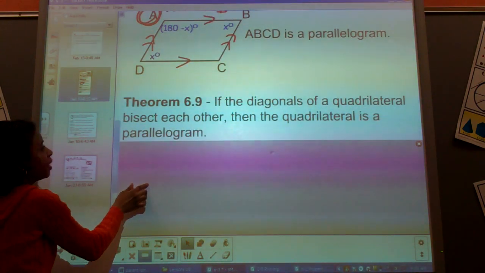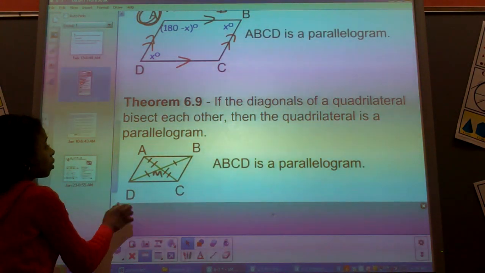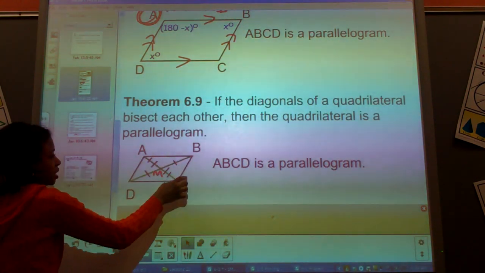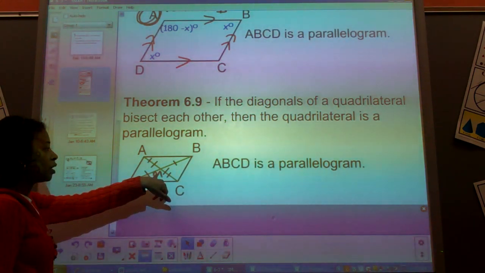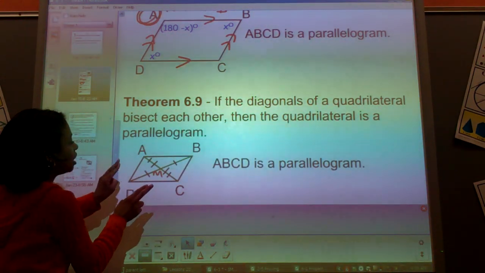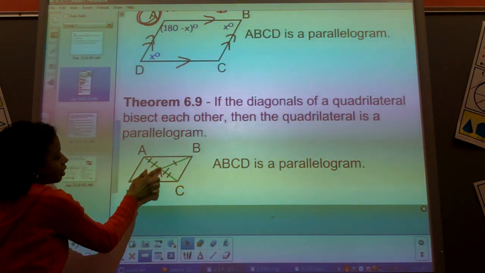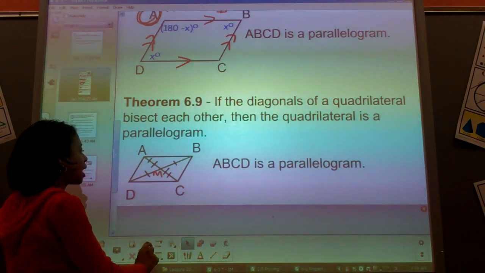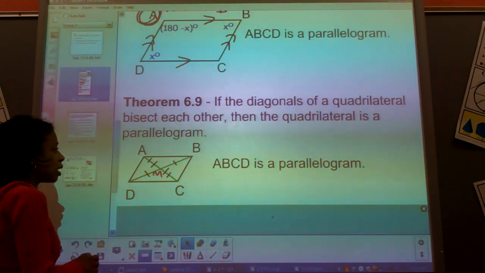Theorem 6.9: if the diagonals of a quadrilateral bisect each other, then the quadrilateral is a parallelogram. So here are the diagonals. AC and BD are the diagonals. My midpoint right here, M, is there. But this is the key thing. I see that AM is congruent to CM, and at the same time, I see that DM is congruent to BM.